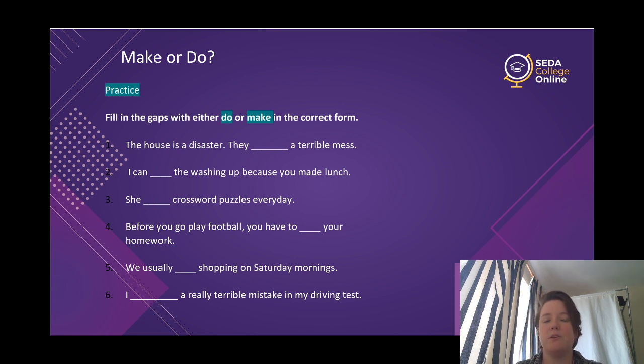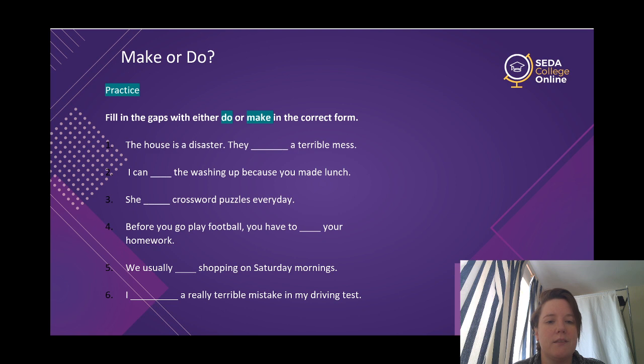Now I do say in the correct form, so remember, if it's in the present, you do it in the present. If it's in the present continuous, you do it in the present continuous. If it's in the past, you do it in the past. Unfortunately, with verbs like these, they won't always be in the present, because if we're talking in the past, the future, anything, we have to change. So let's look at the first one.